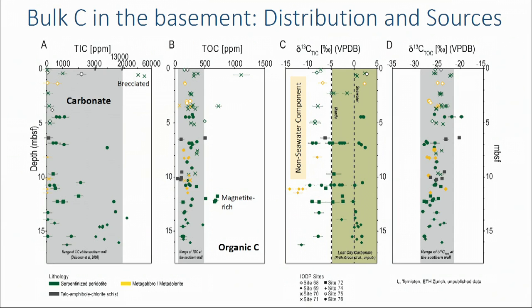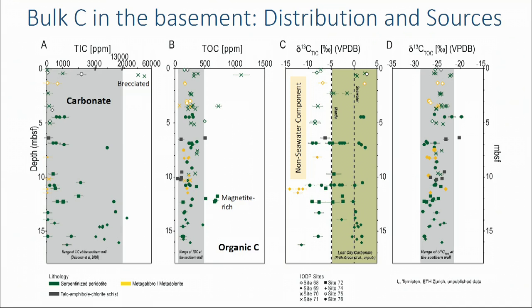Okay, now if we look at carbon in the basement, this shows the drill core, the total inorganic carbon, which is essentially carbonate, with depth in the different drill cores, the organic carbon, and then the delta C13 of those phases. And we have, in general, the same range that we've seen before in the gabbroic core at site 1309.